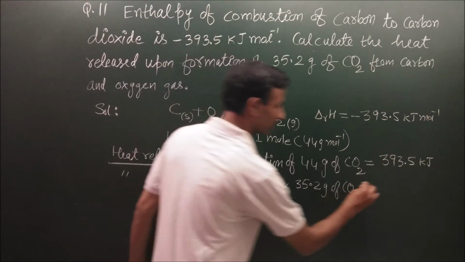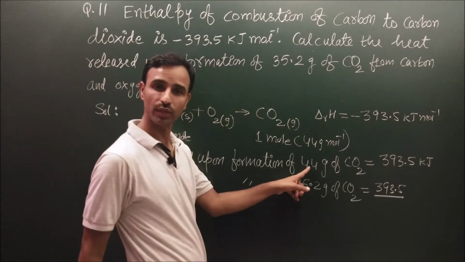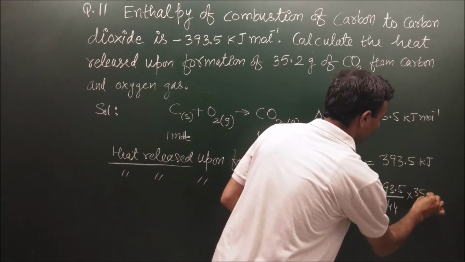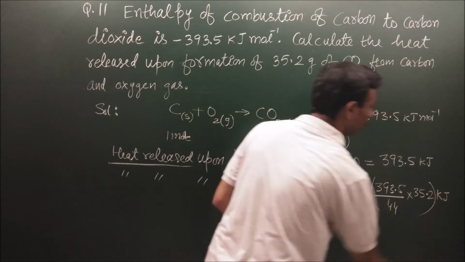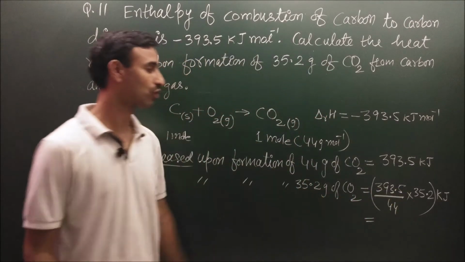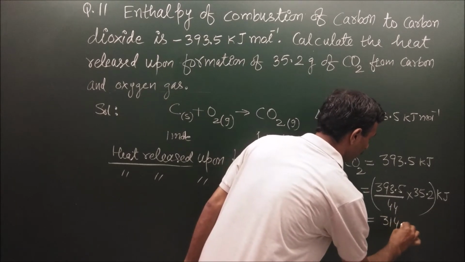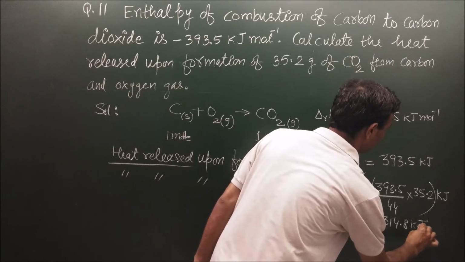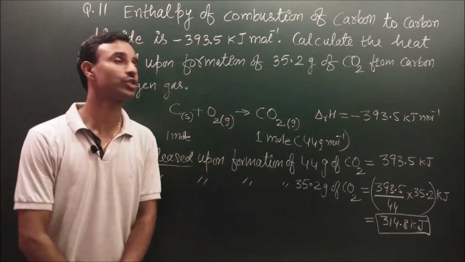Next, now 393.5 divided by 44 into 35.2 kilojoule. So in this way, when we solve this equation, the value comes out to be 314.8 kilojoule. So in this way, we can solve this question.